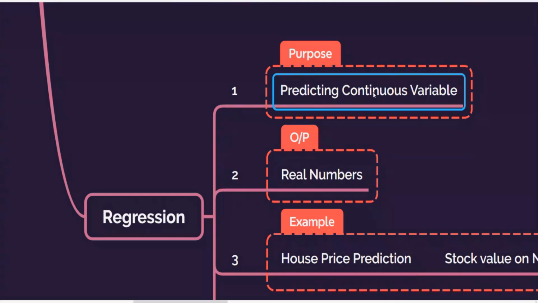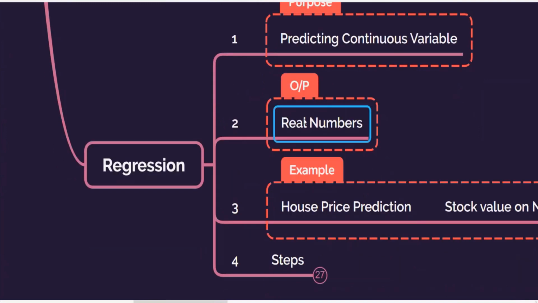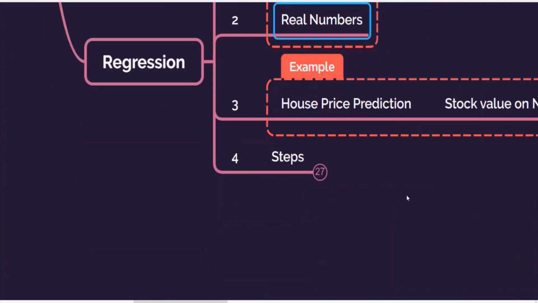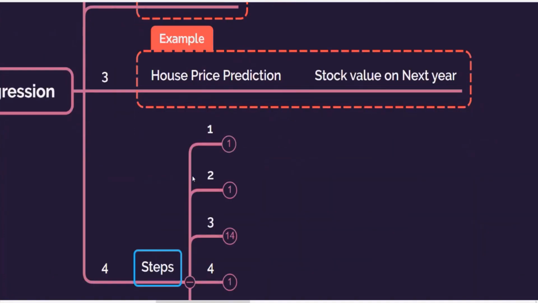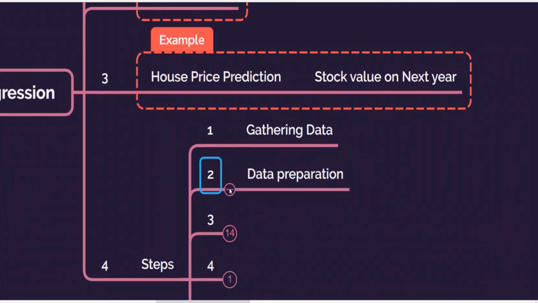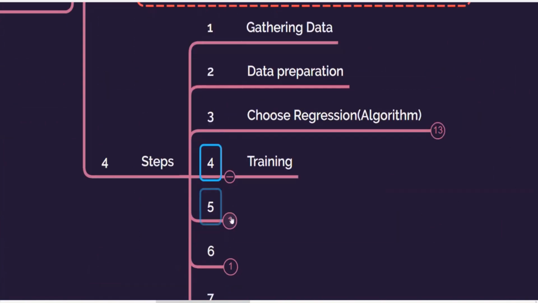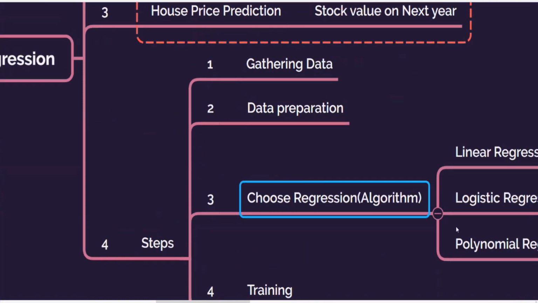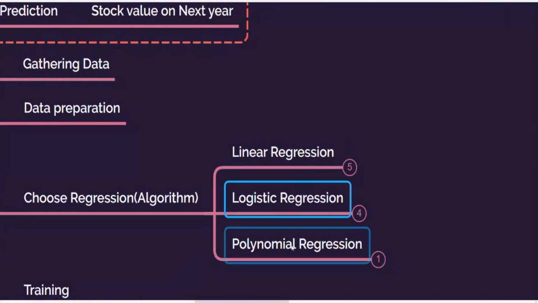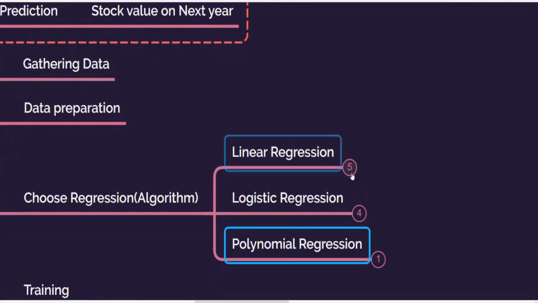So the purpose of regression is to predict continuous values. The output will be in the form of real numbers. Examples are house price prediction, stock prediction, gold price prediction, Bitcoin prediction, like that. Various predictions can use this regression type. The steps are the same for regression as well. Only the choice of algorithm is going to change. Here, as we have seen, there is linear regression, logistic regression, and polynomial regression.